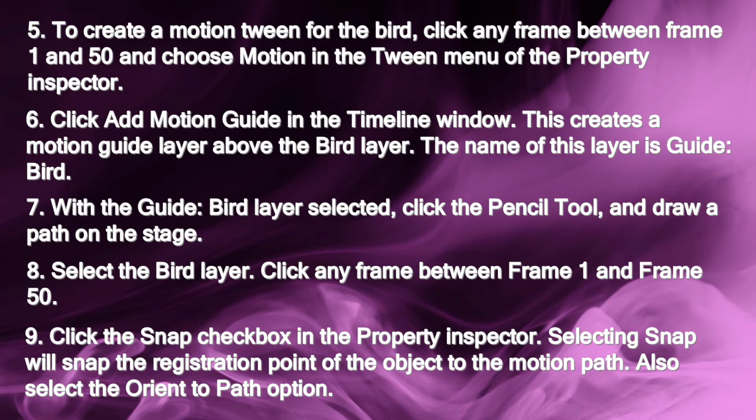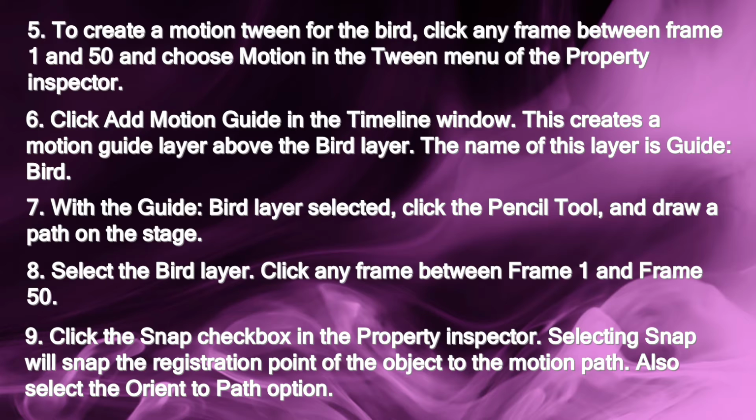click any frame between 1 to 50. Choose Motion in the Tween menu of the Property Inspector. Click Add Motion Guide in the timeline window. This creates a motion guide layer above the bird layer. The name of this layer is Guide. With the guide layer selected, click the pencil tool and draw a path on the stage.